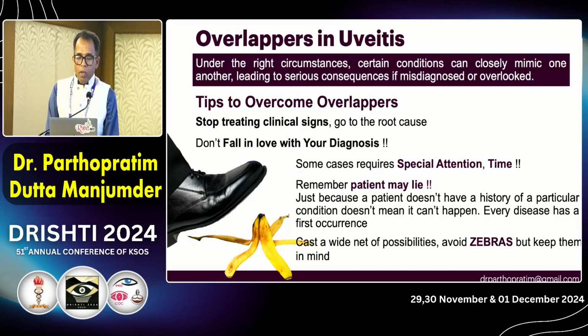And something you have to understand, just because a patient does not have a history of a particular condition does not mean that it cannot happen. Every disease has a first occurrence. For example, we take a history of contact with COX. No, it's not there. That does not mean that the patient cannot have a COX. History of high risk behavior: in many patients in a sophisticated OPD, they will be reluctant to tell you about their behavior and all. So you should not rely on those things.